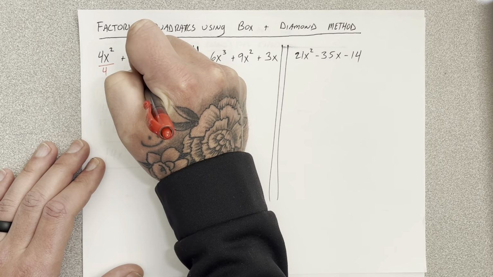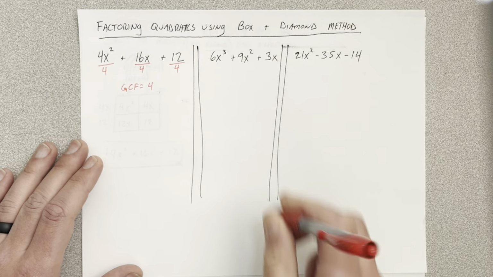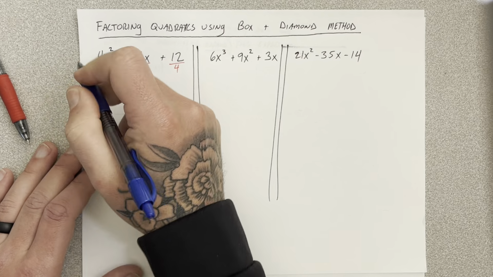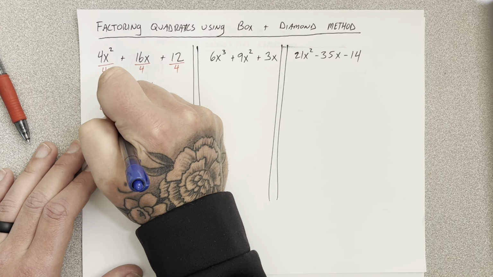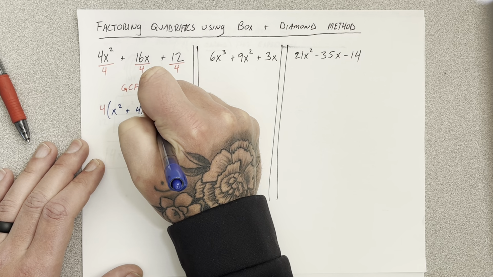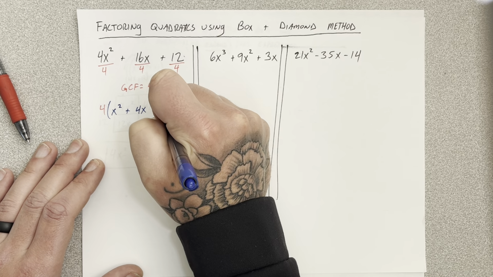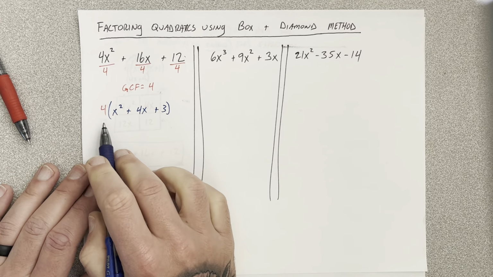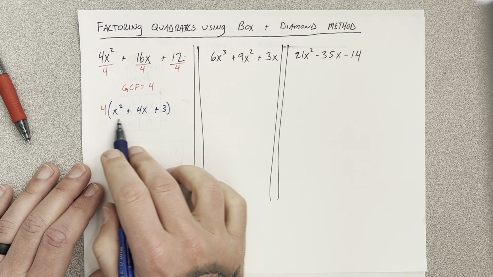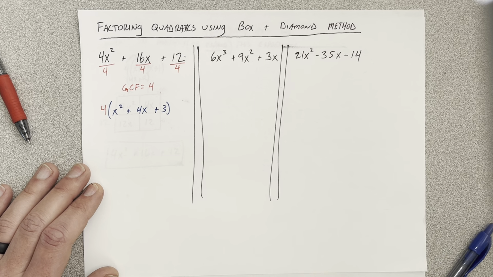To undistribute, we divide everything by 4. So that means we're going to have a 4 on the outside of some parentheses. Dividing this by 4, we get x squared. 16x divided by 4 gives us 4x, and 12 divided by 4 gives us 3. Now we're going to put this 4 on the outside on hold. We're going to focus on this blue quadratic, and we're going to put it into a box.